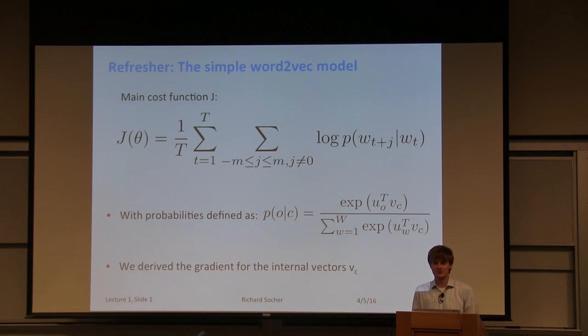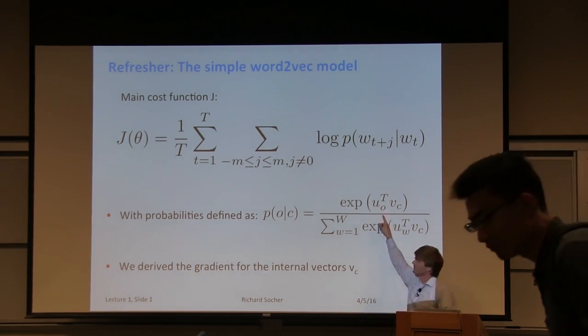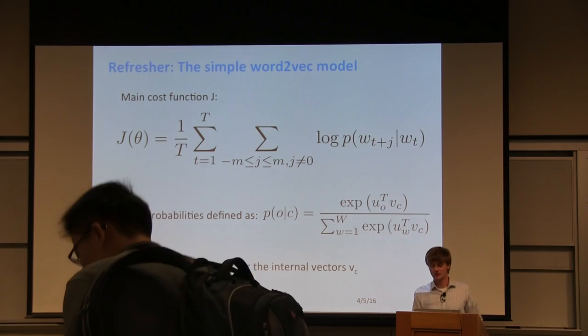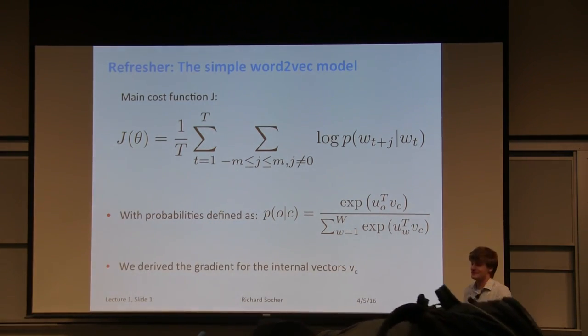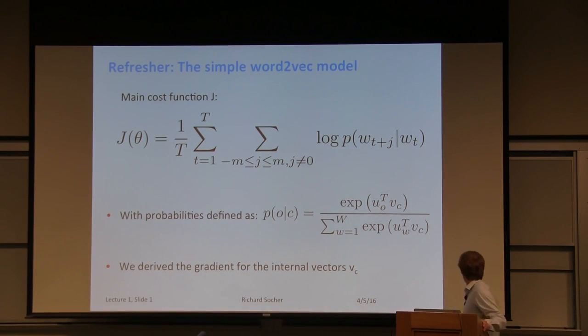So let's refresh where we ended off last week. We basically had our main cost function J of theta, which had all the different word vectors in it, and we'll go over all these details a lot more today. I think there's one typo also. So u are the outside vectors, u of o is the index of that word vector, and v are the inside vectors.